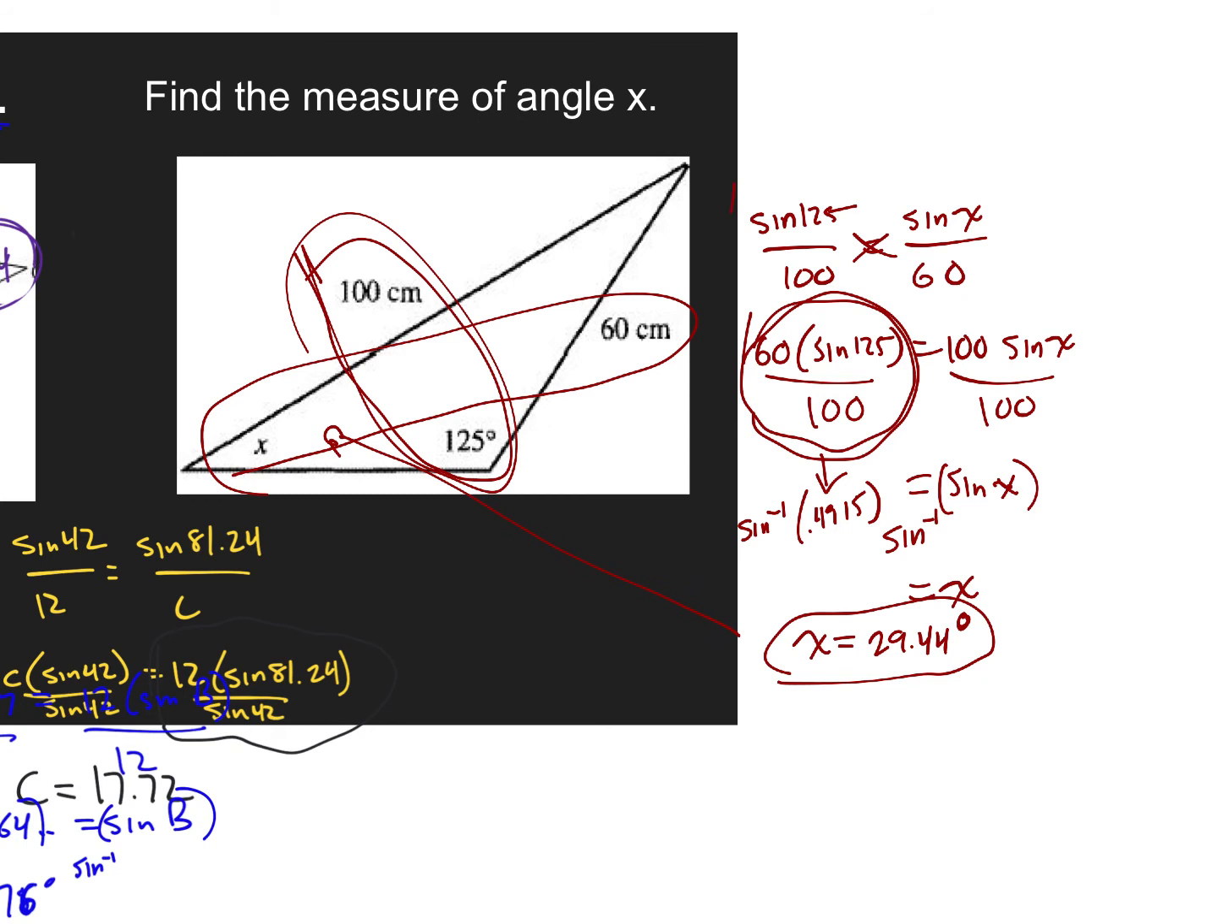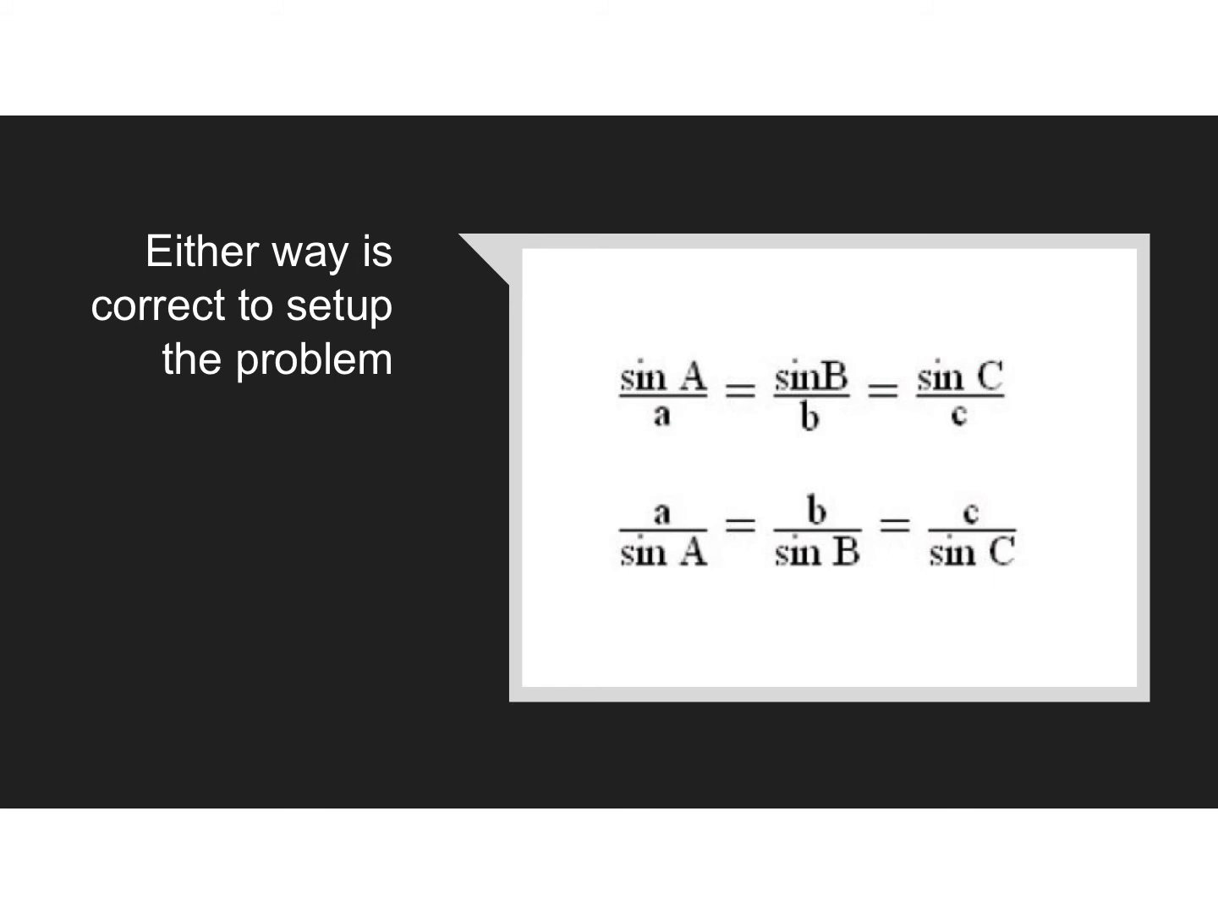Okay, but the setup is the big challenge here, making sure that I got that in the right location. Sometimes you will see the law of sines set up like this, where they put the side measurements on top, and that's fine. For me, it's a little easier to set it up this way, but that's my own personal preference. If you set it up the other way, that's perfectly fine. Either way works.